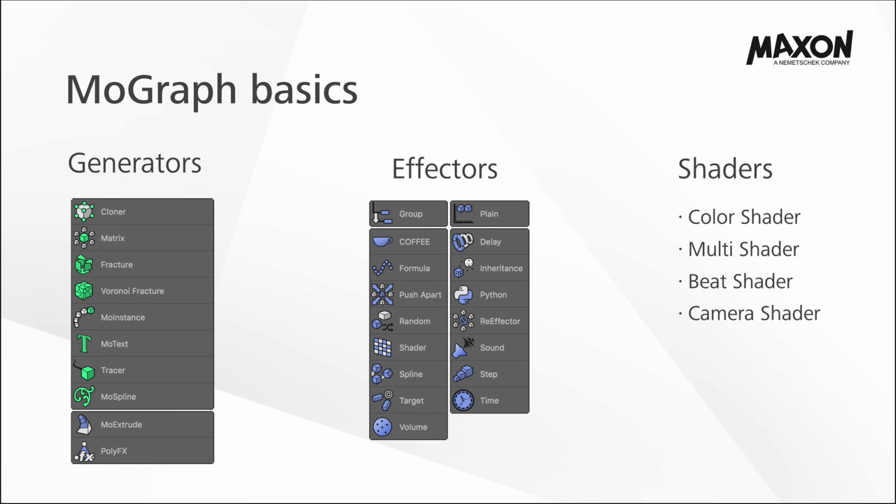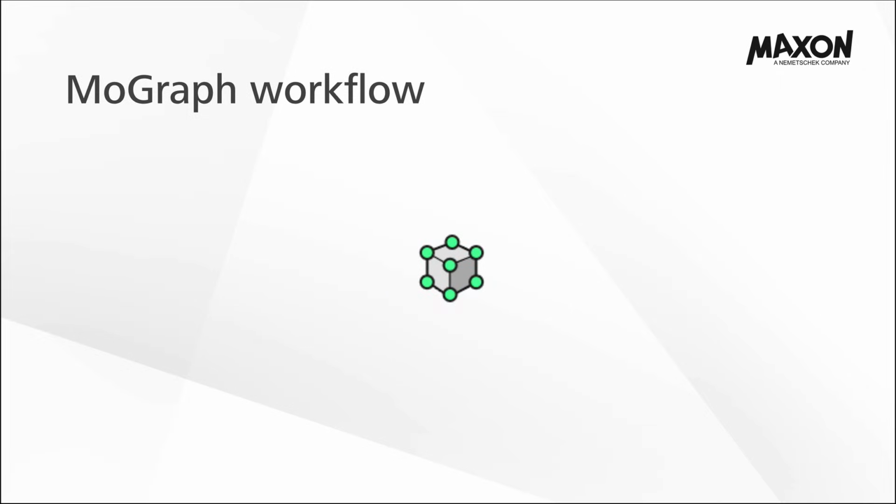And the third type, it's not really objects, it's shaders, is how you can colorize all of those clones. There is a color shader that I will show you later. There's also a multi-shader, which is quite powerful, a beat shader, and also a camera shader that you can use as a camera within your scene, and you can directly render the view of that camera onto another screen, for example. All right. So, the MoGraph workflow.